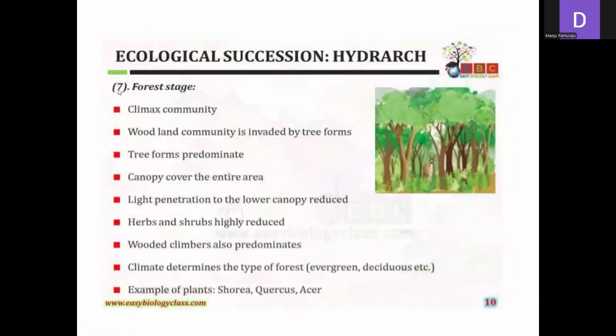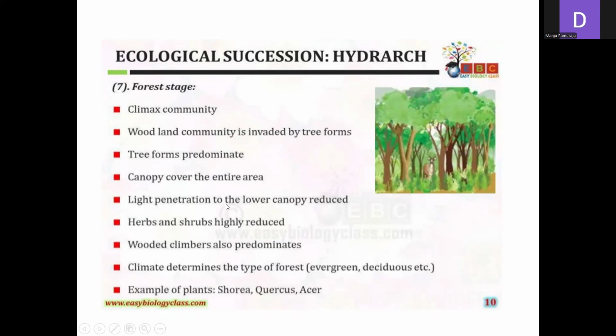Next, it is followed by the final stage, that is the forest stage, the climax community. The woodland community is invaded by tree forms, and tree forms are predominant and their canopy covers the entire area. Due to their branches, they are totally covering the upper area. Due to this, the sunlight cannot penetrate into the lower surface because of the covering of the canopy in the upper area.